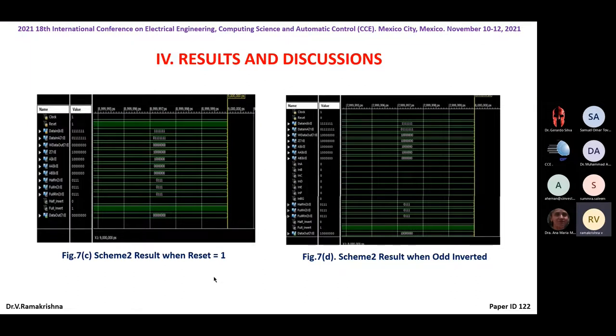When reset equals one in scheme two, it shows that the output mainly depends on the clock, reset and data input. Data out will be generated based on that. The data is either odd inverted or full inverted, or sometimes not inverted. If the clock is at positive edge and reset equals zero, then depending on the value of the data input, the data out will be either odd or even inverted, or sometimes not inverted, simply as it is. So the inversion is based on the power calculation with the inversion of the data, as shown.